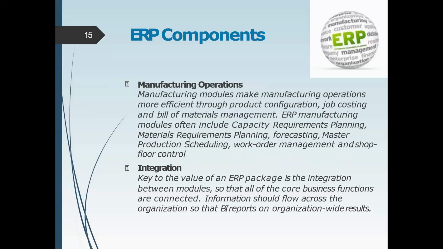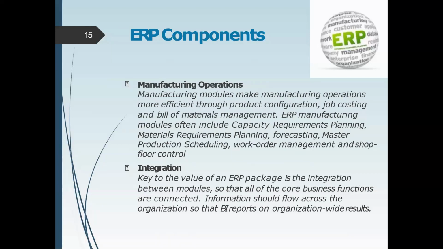Now the ERP components also include manufacturing operations. Of course, these modules make manufacturing operations more efficient for production, configuration, job costing, and bill of materials management. ERP manufacturing modules often include capacity requirements planning, materials requirements planning and forecasting, master production scheduling, work order management, and shop floor control. Many operational things would be handled in this particular component.